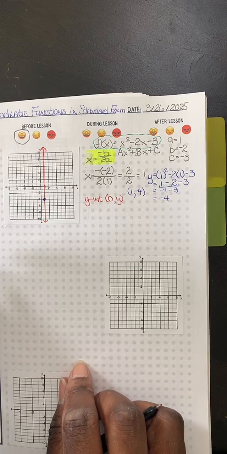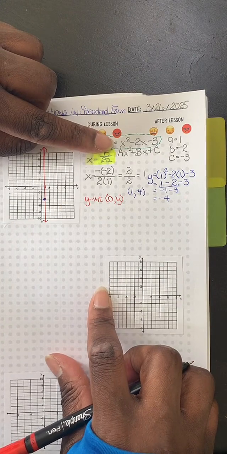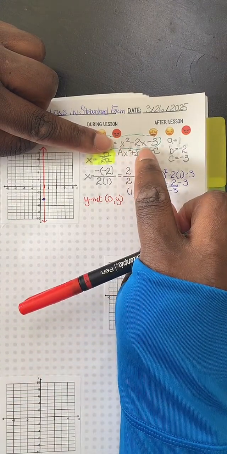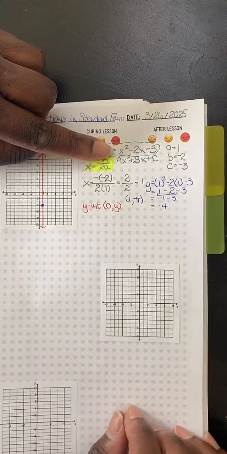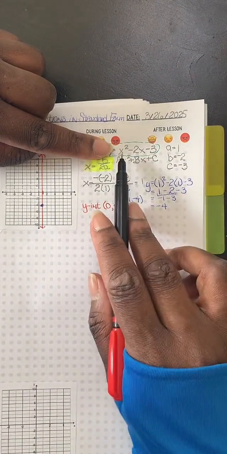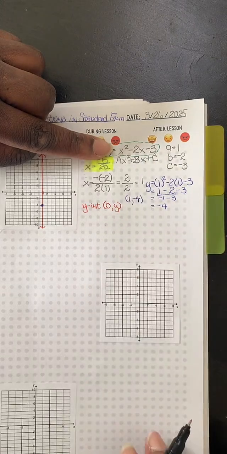So guess what we're going to do? We're going to use that equation again. And when we plug in zeros, what do we get as a result? If I plug 0 in for the x, what would I get as a result?